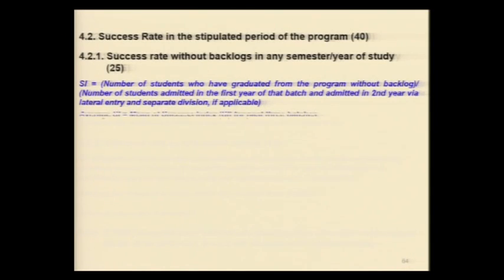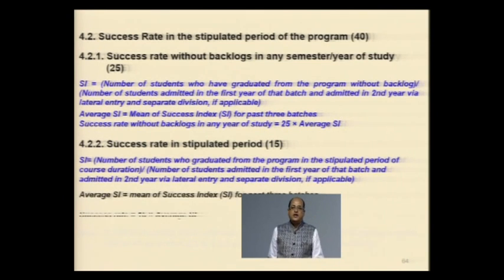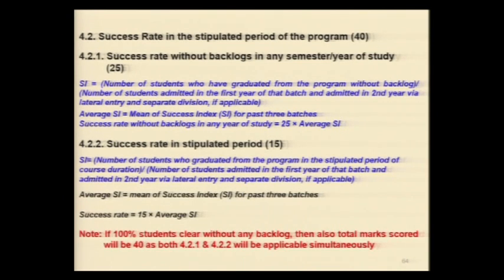The next criterion in the student category is the success rate. The success rate typically means the number of students who are able to clear the degree requirement in the minimum time. Now we have bifurcated this into 2 categories: the number of students clearing the degree requirement without having a backlog in any semester of study, and the students having backlog but who, with the university rule or the institute rule, are able to clear the requirement in the minimum duration. The higher weightage is given when the success rate is counted without having a backlog in any semester of study.